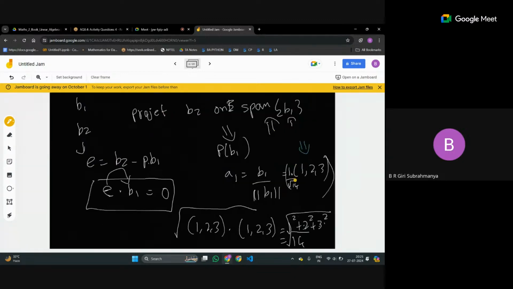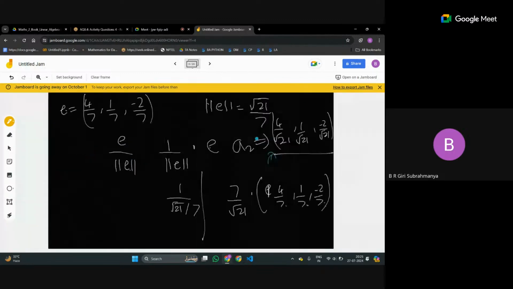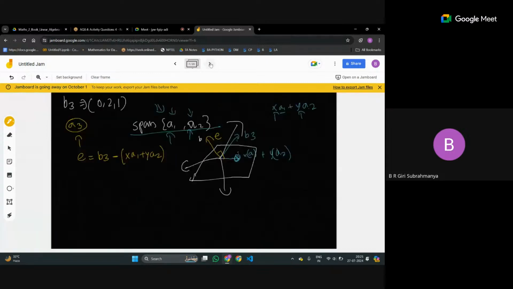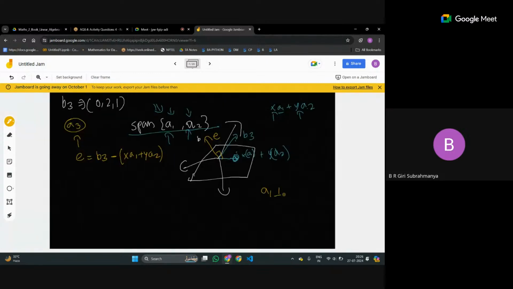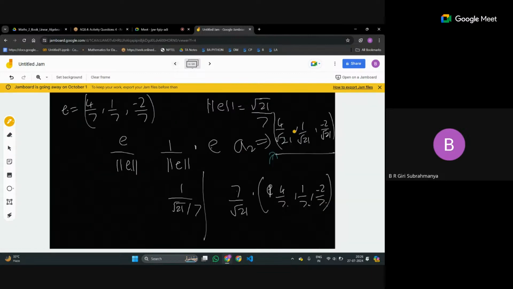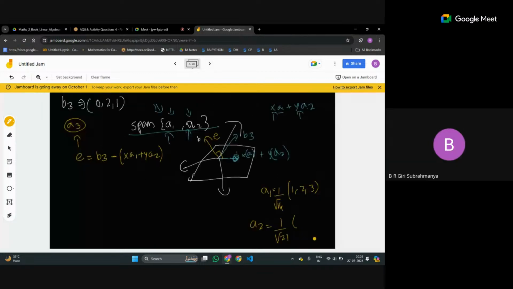Now let me not use this 1 by root 14 and all. See, A1 is 1 by root 14 times 1, 2, 3, right? And A2 is 1 by root 21 times 4, 1, minus 2.